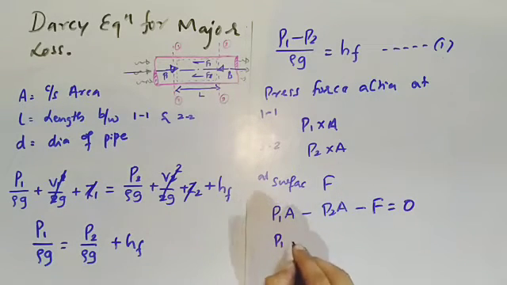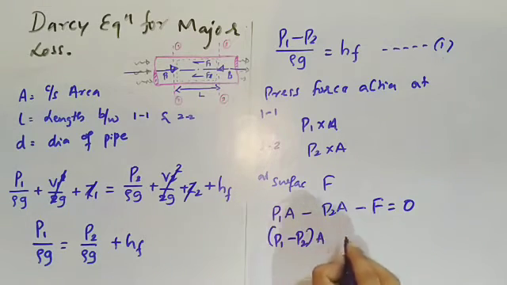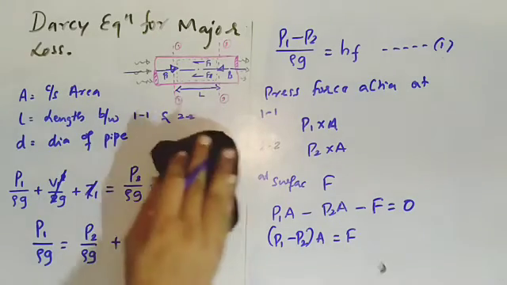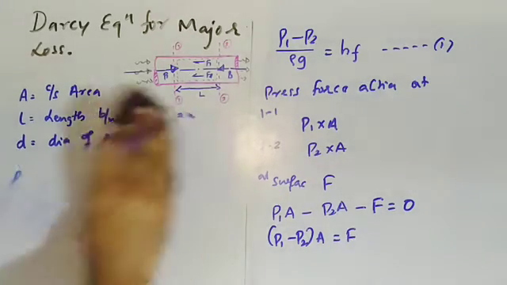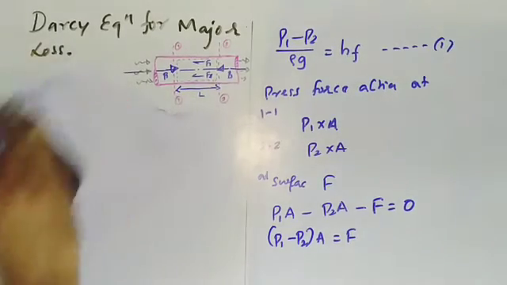Now P1, I will simplify this one, that is (P1 minus P2) into A will be equal to F. Now this F is a frictional resistance, so that is identified by experiment. I'll just erase this equation. F is a frictional resistance.